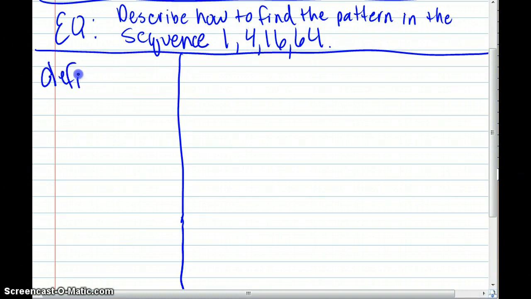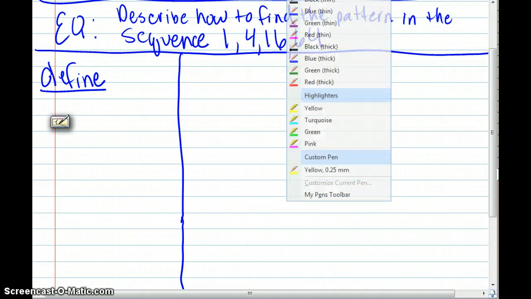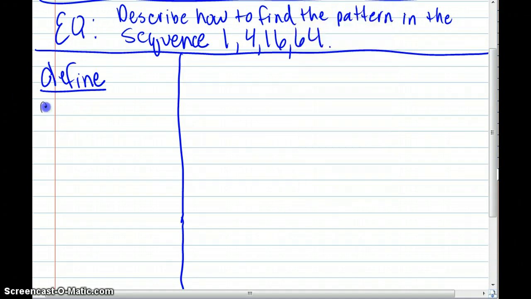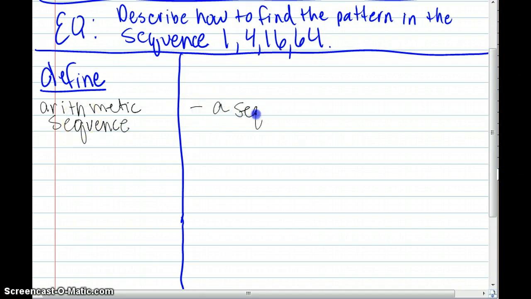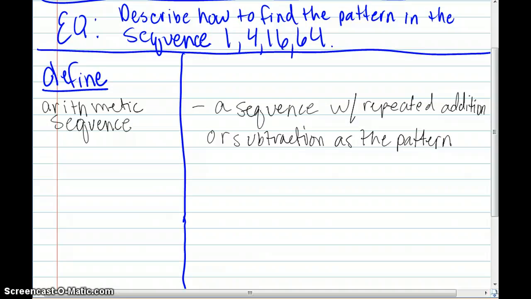So we are going to define arithmetic sequence. Now this is a hard word to spell sometimes. Arithmetic sequence is a sequence, and it could be either repeated addition or repeated subtraction each time. Alright, a sequence with repeated addition or subtraction as the pattern.